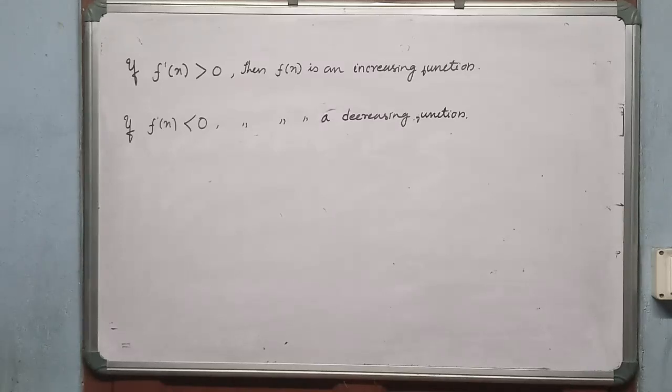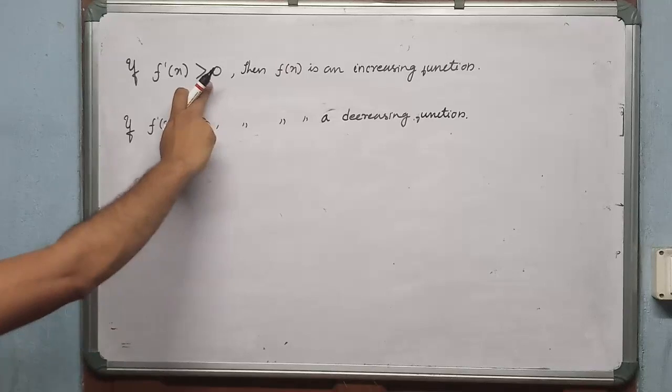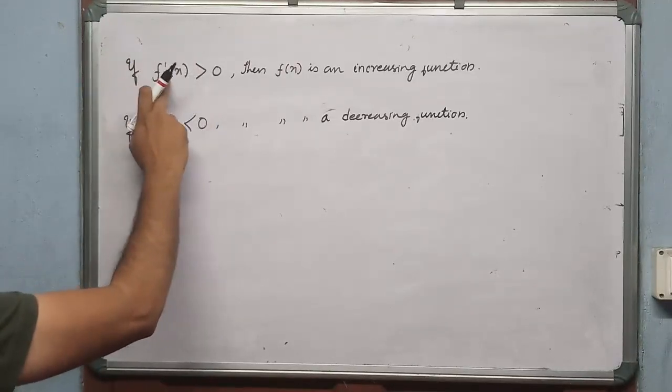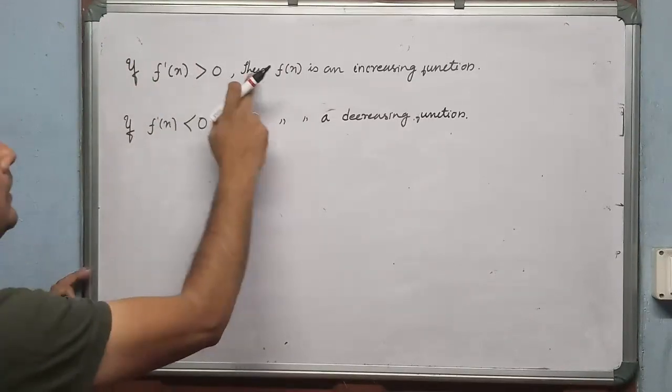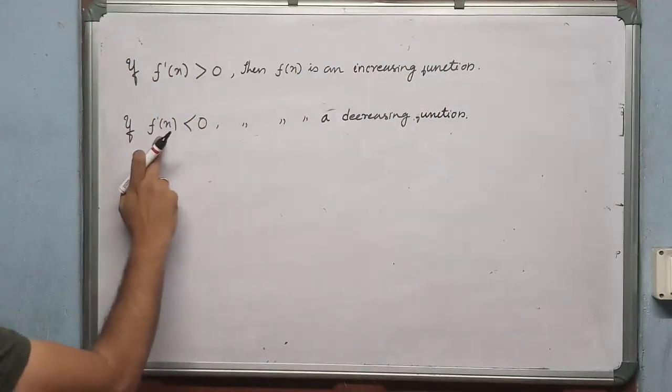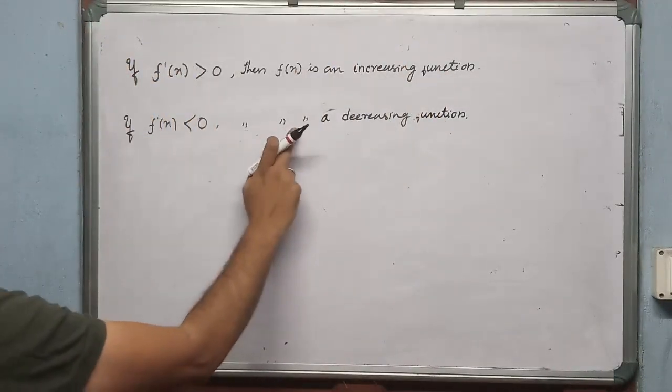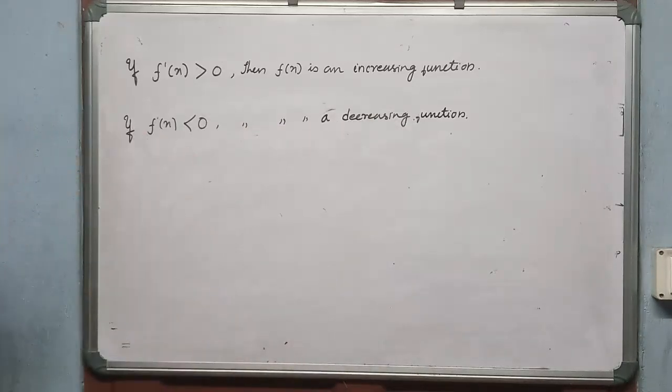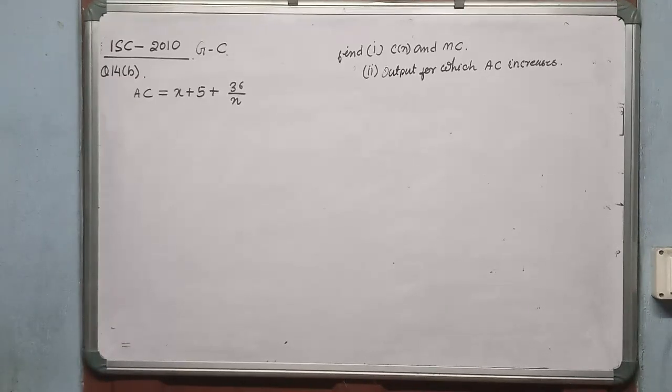Now, as it is written on the board, if f dash x is greater than 0, if the value of the first order derivative is greater than 0, then f(x) is an increasing function. If f dash x is less than 0, then f(x) is a decreasing function. If the first order derivative is greater than 0, it means increasing. If the first order derivative is less than 0, it means decreasing function. Now we'll do the application of increasing and decreasing function.